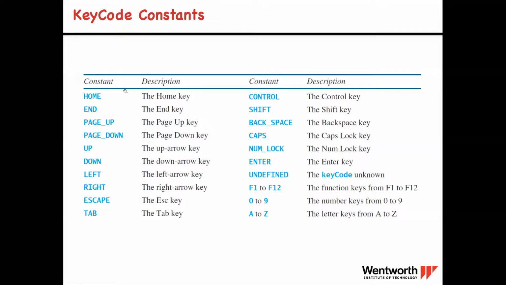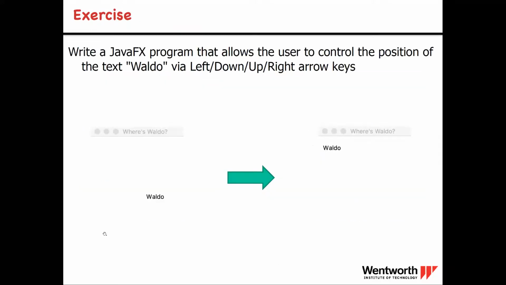Here's some of the constants. So of course you have A to Z, 0 to 9, but then you have things like home, and up, down, left, right for the arrow keys, escape, tab, basically any of the keys on your keyboard. If the key code's not defined somewhere, then it'll give you this value if it's undefined. All right, so let's make that one that I mentioned, moving this little piece of text, this little Waldo thing. We're going to use the up, down, left, right arrow keys.